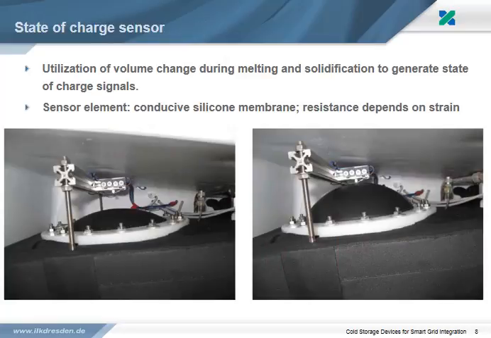As a third required element, I mentioned a state of charge sensor. There are a number of phase change effects which can be used to measure the state of charge of PCM storage. We decided to utilize the volume change during melting and solidification to generate state of charge signals. As a sensor element, we integrated a conductive silicone membrane. The electrical resistance of the membrane varies with its strain. On the slide, you see details of the demonstration model. The black box is the cold storage and the attached dome is our state of charge sensor. At the left-hand side, you see the membrane at discharged storage, and on the right-hand side, the charged cold storage.